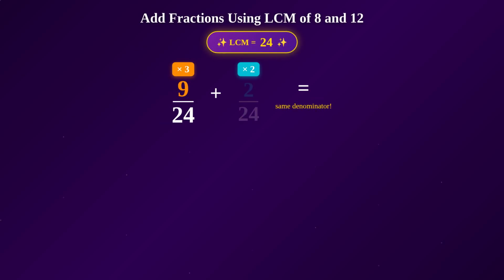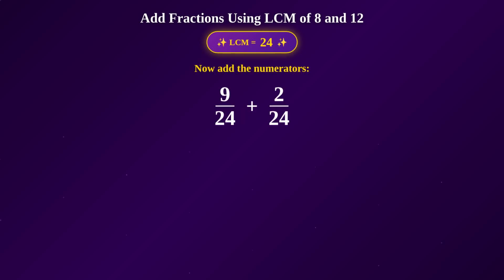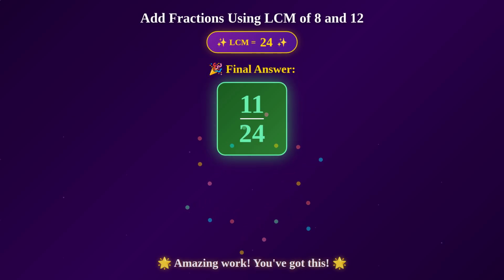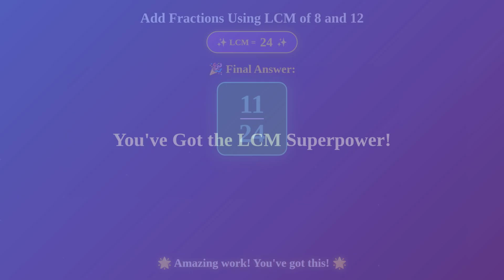For 1/12, what times 12 gives us 24? That's 2. Multiply top and bottom by 2. 1 times 2 over 12 times 2 gives us 2 over 24. Now add the numerators. 9 plus 2 equals 11. The answer is 11/24. With LCM, adding these fractions becomes totally manageable. You're doing exactly what Maya just learned, and you've got this.